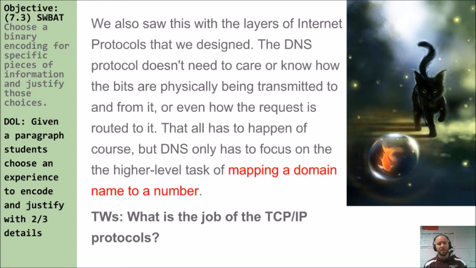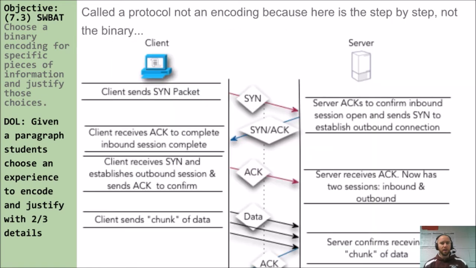If I just told you DNS's job was to map a domain name to a number, what is the job of TCP/IP protocols? It's called a protocol, not an encoding, because here it's the step-by-step, not the binary. The protocol is one thing happens, and something else happens, and another thing happens. An encoding is more like a direct connection: the number 65 is directly connected to the letter A, and so on.